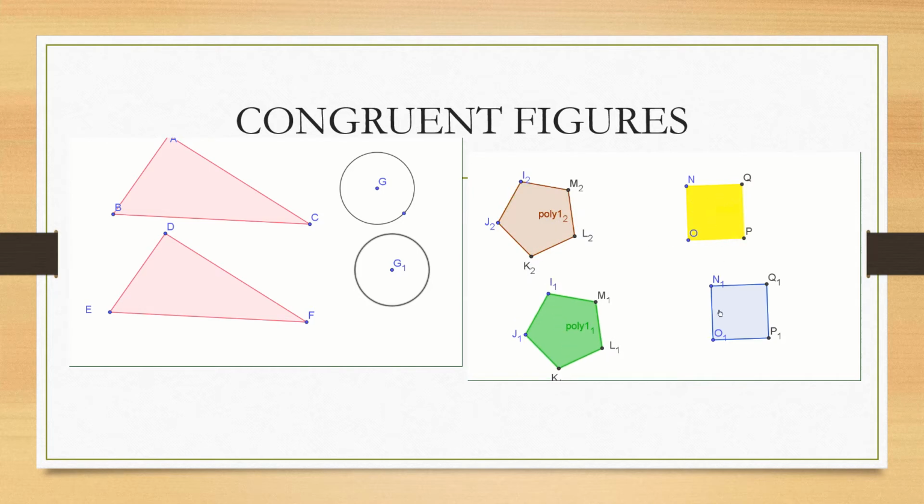Similarly, you have two squares here. When will these two figures be exactly equal? When we can superimpose them exactly over one another. And if we can superimpose them over one another, then they are congruent. So these two polygons on my left hand side and these two polygons on my right hand side are congruent.